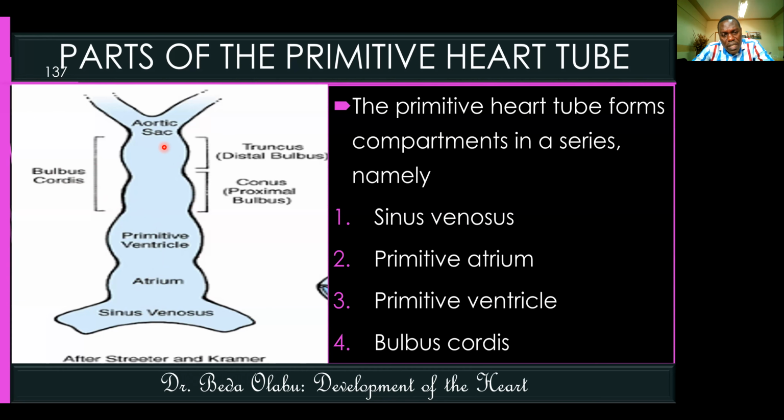The bulbus cordis has 2 components. The proximal component of the bulbus cordis is what we call the conus arteriosus. The distal component of the bulbus cordis is what we call the truncus arteriosus. This is conus arteriosus. This is truncus arteriosus. Those are the chambers or the parts of the primitive heart tube. Those segments of the primitive heart tube are going to give us the various chambers of the heart.